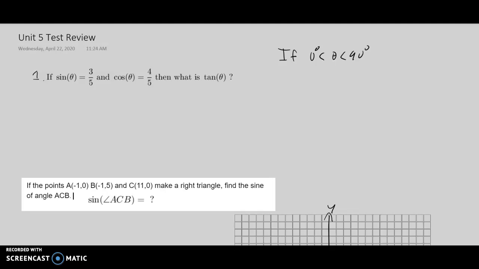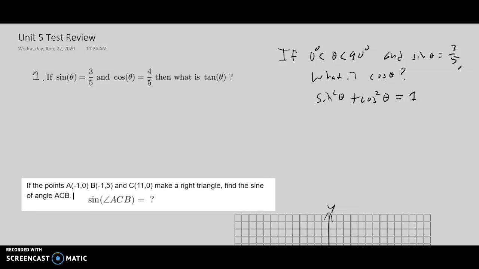It would say something like if 0 is less than theta is less than 90 degrees, and sine theta equals 3/5, what is cosine of theta? And so these are the questions where you would have to use the Pythagorean identity. So remember that sine squared theta plus cosine squared theta equals 1. So you could solve for cosine theta here using the Pythagorean identity, sine squared plus cosine squared equals 1.